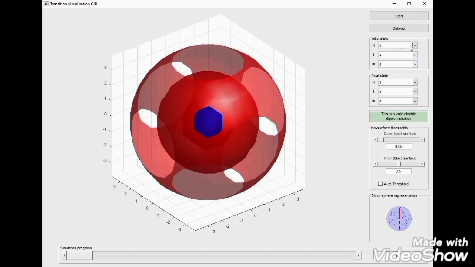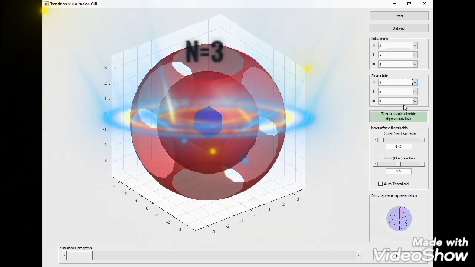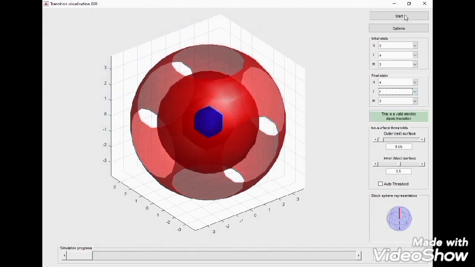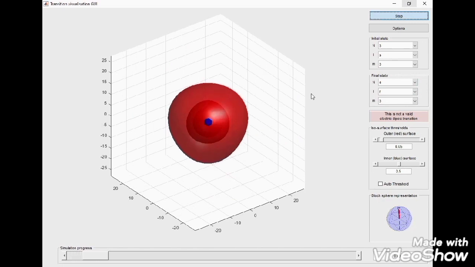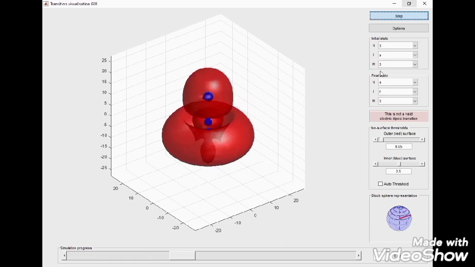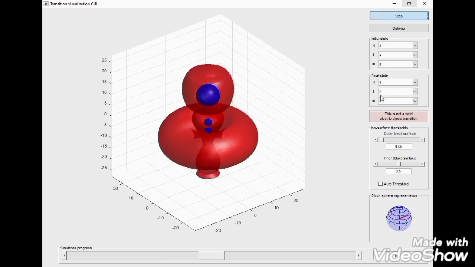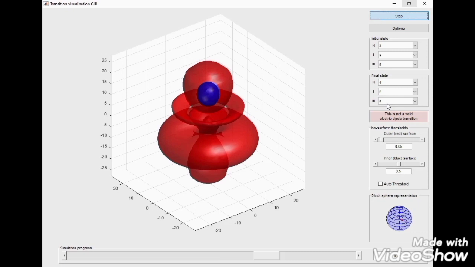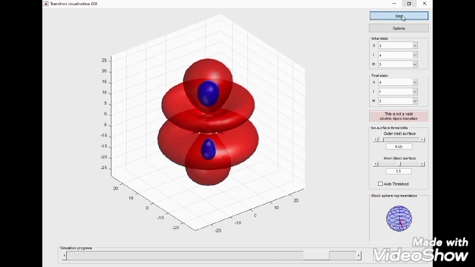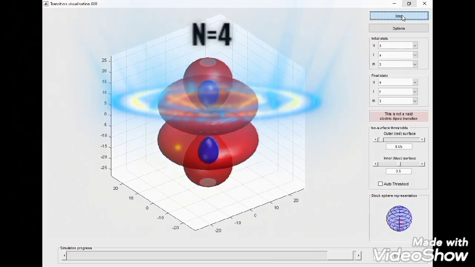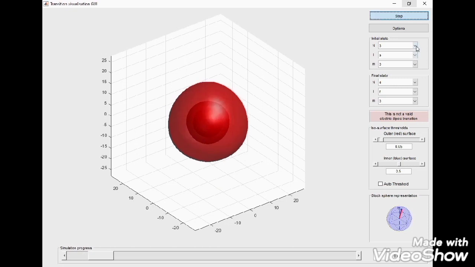Now let us move from the 3s state, and our final state is n equal to 4f. Okay, now let's see what will happen if we set these conditions. Initially it was the orbital n equal to 3, l equal to s, m equal to 0, and it is moving toward n equal to 4, l equal to f, and m equal to 0. See how it's changing. Now here we have attained our final form. Similarly, we can switch from any state which we want.